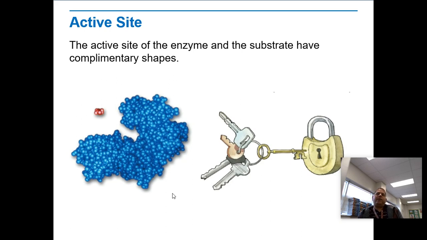And the reason why we call it that is because the active site of enzymes and substrates have to be complementary, sort of like how a key will only open specific locks. The same process is similar to how an enzyme will only work with specific substrates. In this particular case, the enzyme protease will only work specifically with proteins.